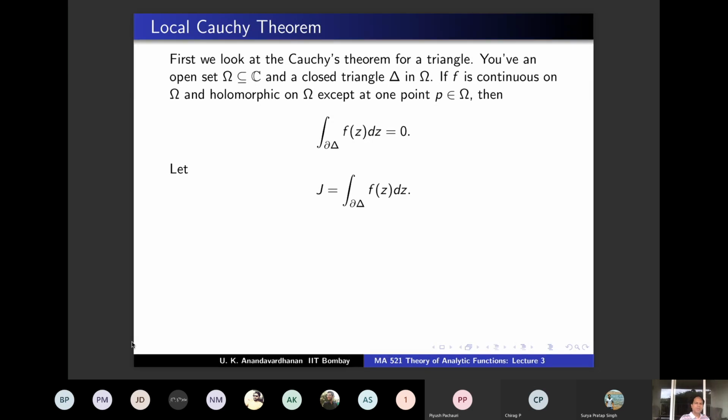So this is the integral that you want to compute, and you want to show that this integral is 0. So I am naming it j, and we want to show that j equals 0. In order to show j equals 0, we will show that the absolute value of j can be made arbitrarily small. That's the meaning of saying j is 0.